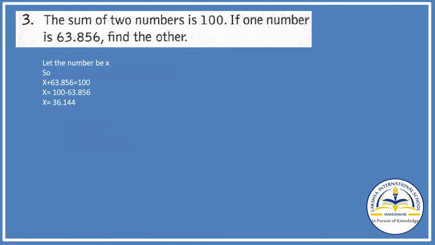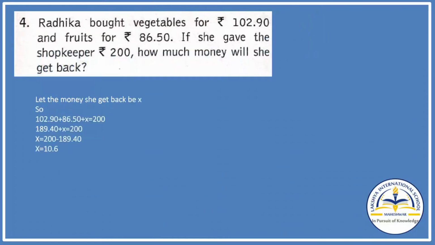Now question number 3: the sum of two numbers is 100. If one number is 63.856, find the other. Let the number be x. So x plus 63.856 equals 100. Now when you transfer this value to the RHS, it will have a negative sign. It means 100 minus 63.856. When you subtract them, you will get 36.144. That will be the answer.